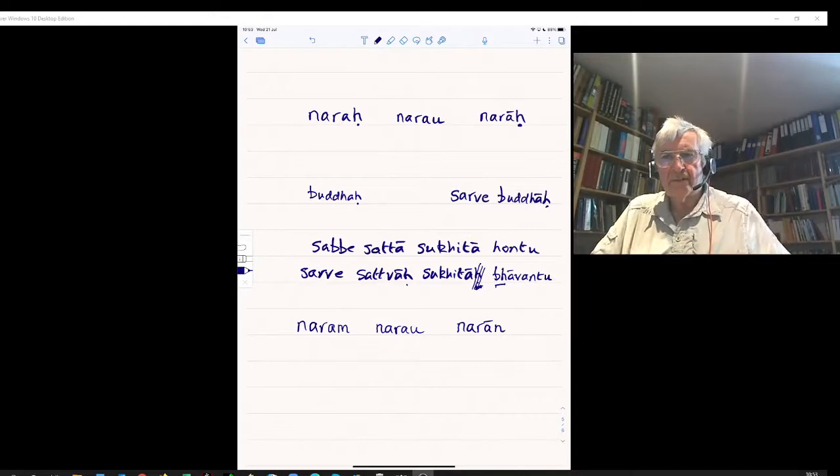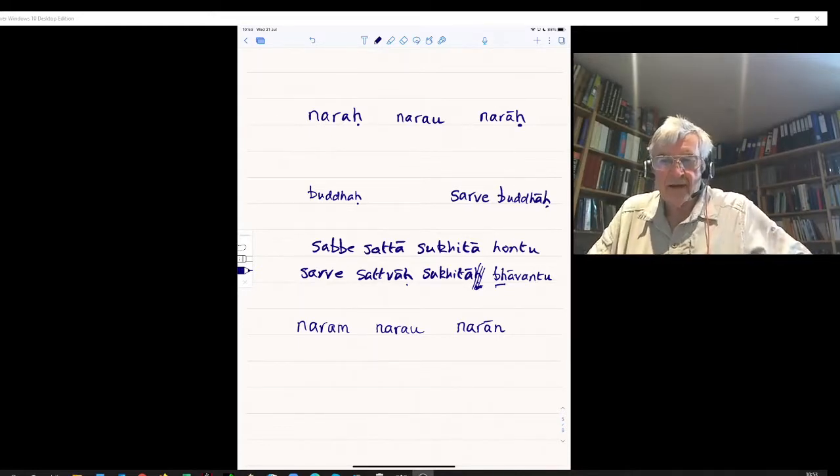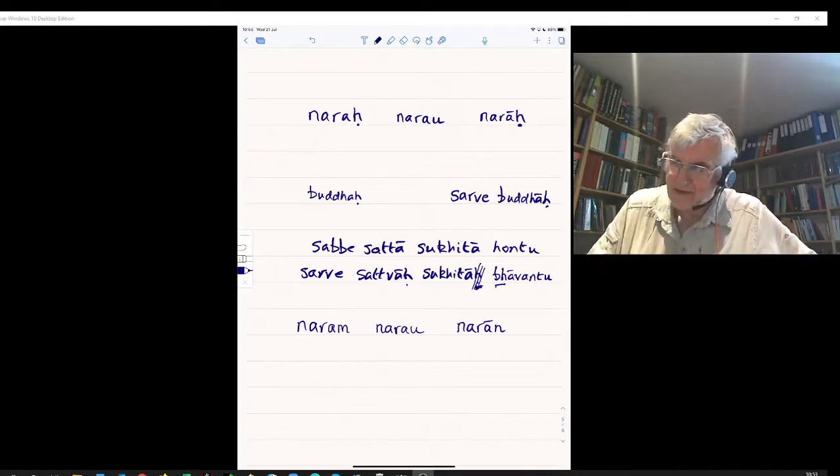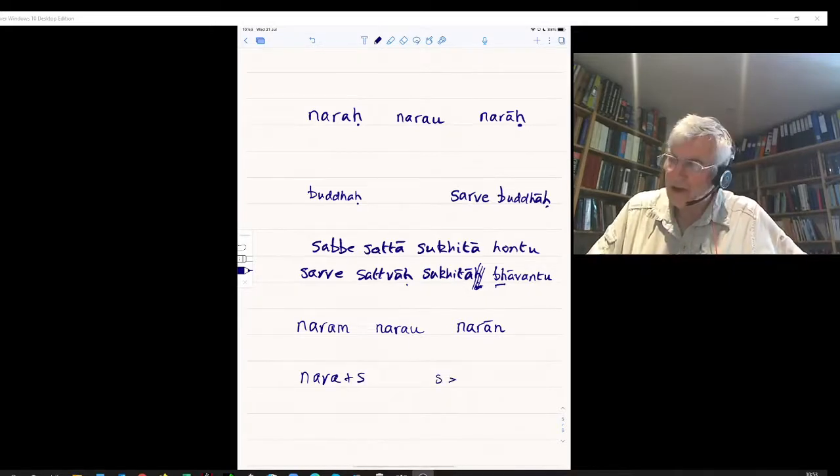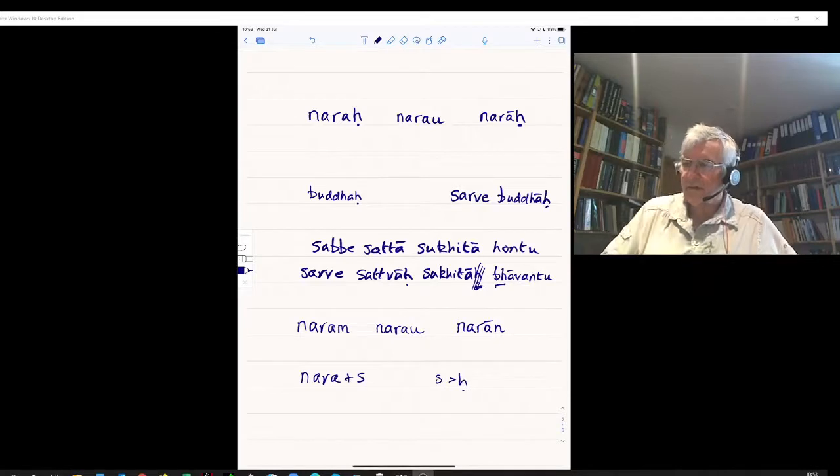Now we've got a note at the bottom here of page 33. Nara is formed by nara plus s. And the s changes to an h because of sandhi. Okay.